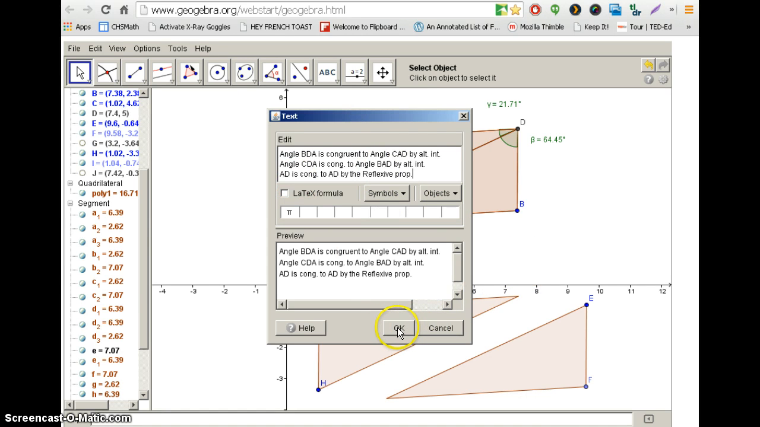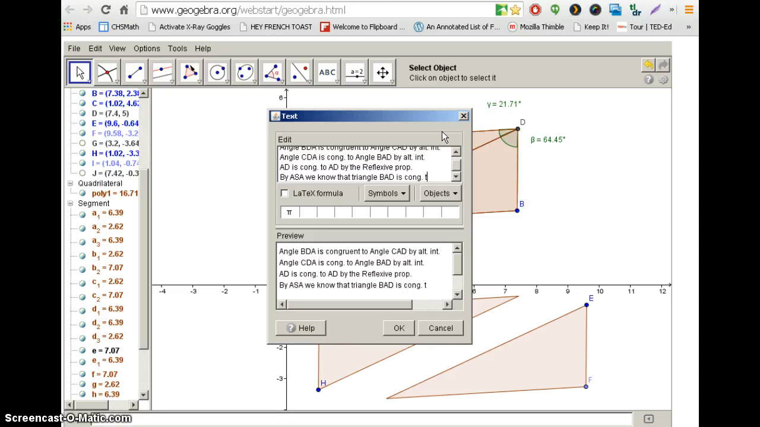And we can click, well, we're not quite done. We have a little step more. So now we can say that by angle, side, angle, we know that triangle BAD is congruent to triangle CDA. I gotta make sure those letters are in the right order.